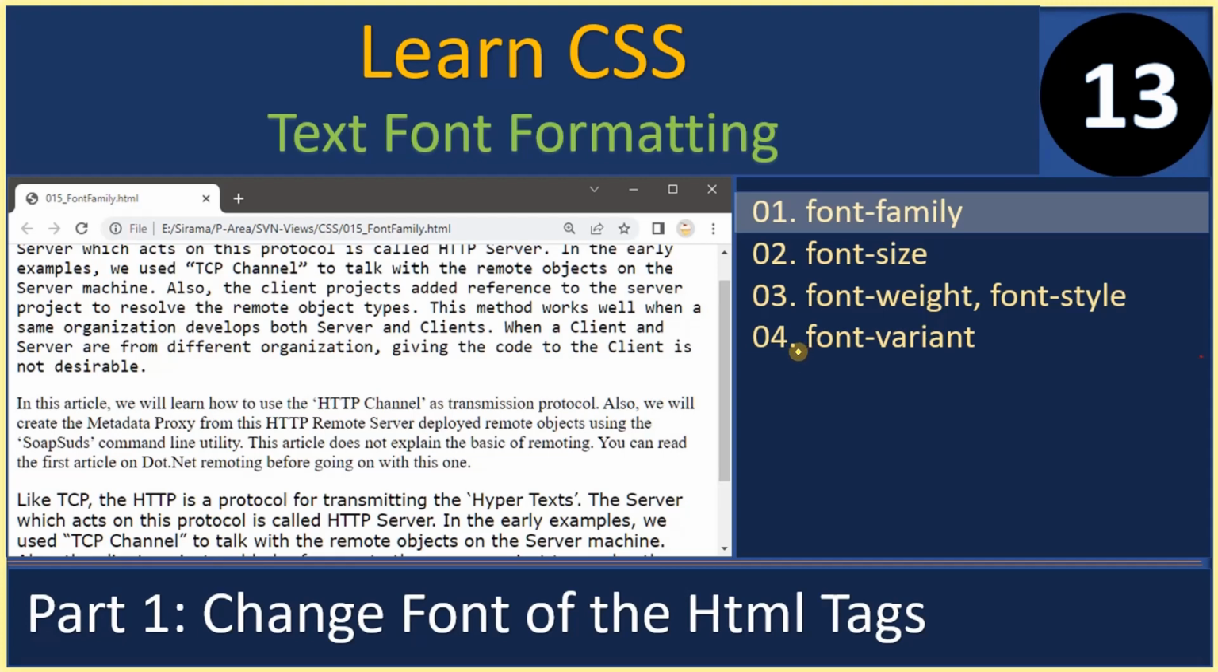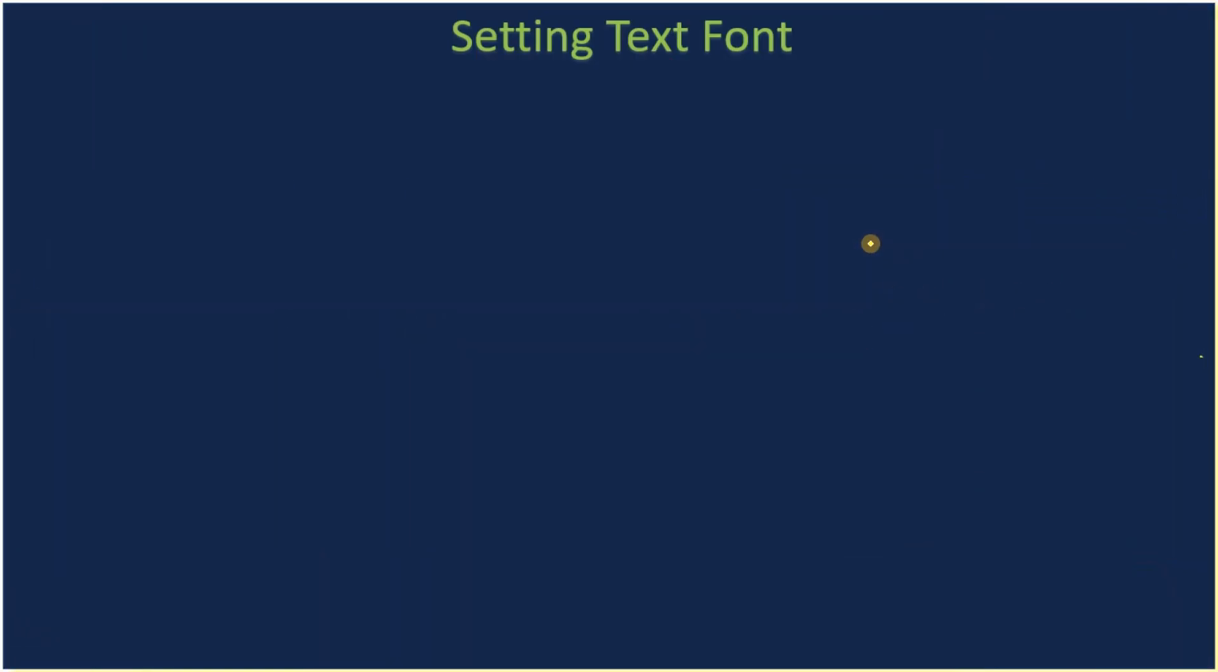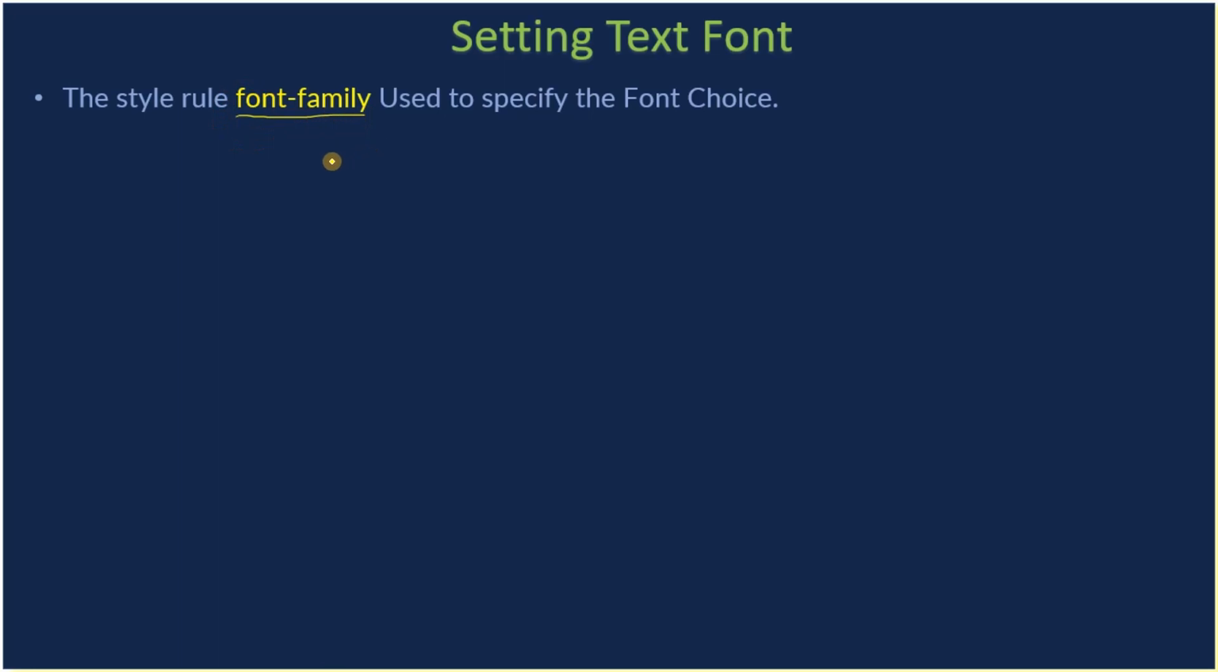In this sub-series, we are going to see how to perform text font formatting using the CSS styles. So in this very first video, we will learn about the CSS property font-family, and using that we will change the font of the HTML text. So the style rule here is font-family, used to specify the font of your choice. Using the font-family property, we can specify what font to use.